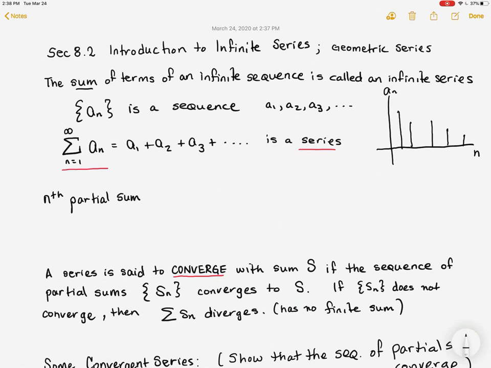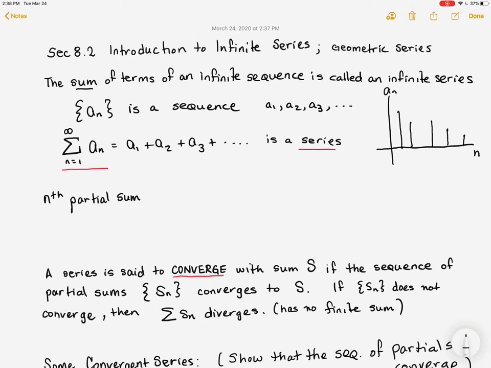Determining whether a series converges or diverges is a lot trickier than determining whether a sequence converges or diverges. To check if a sequence converged or diverged, all we had to do was see if it had a limit. But since this is a sum, we've got to do a little bit more than that. And one of the first things that we can do for some easier versions of series is to examine the partial sums.